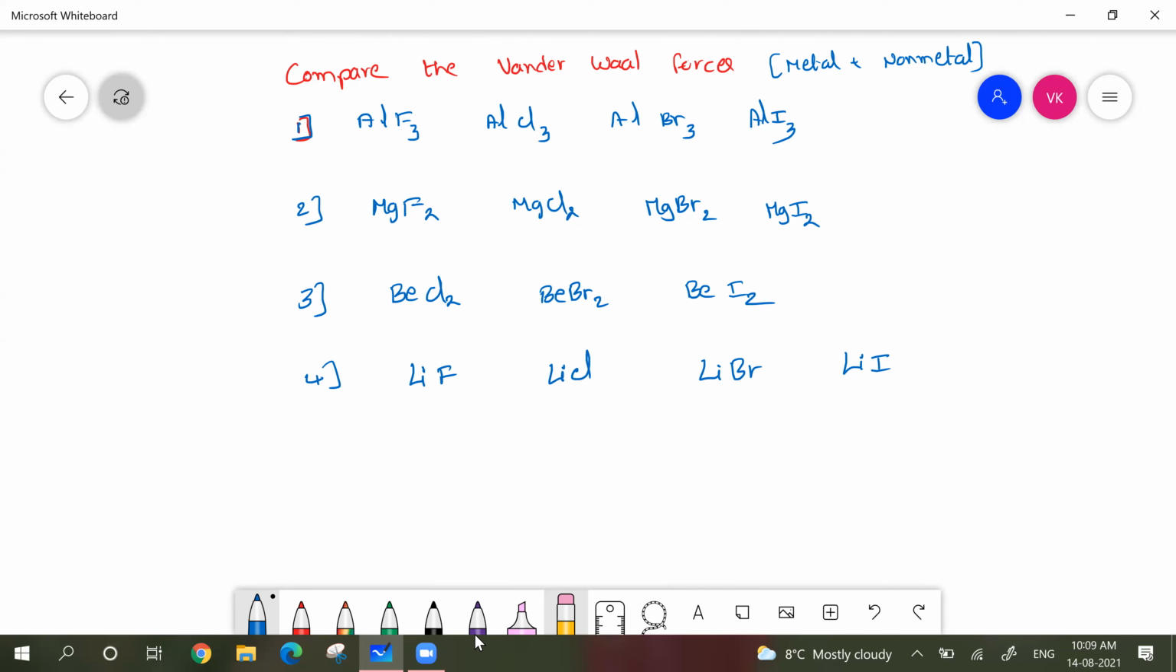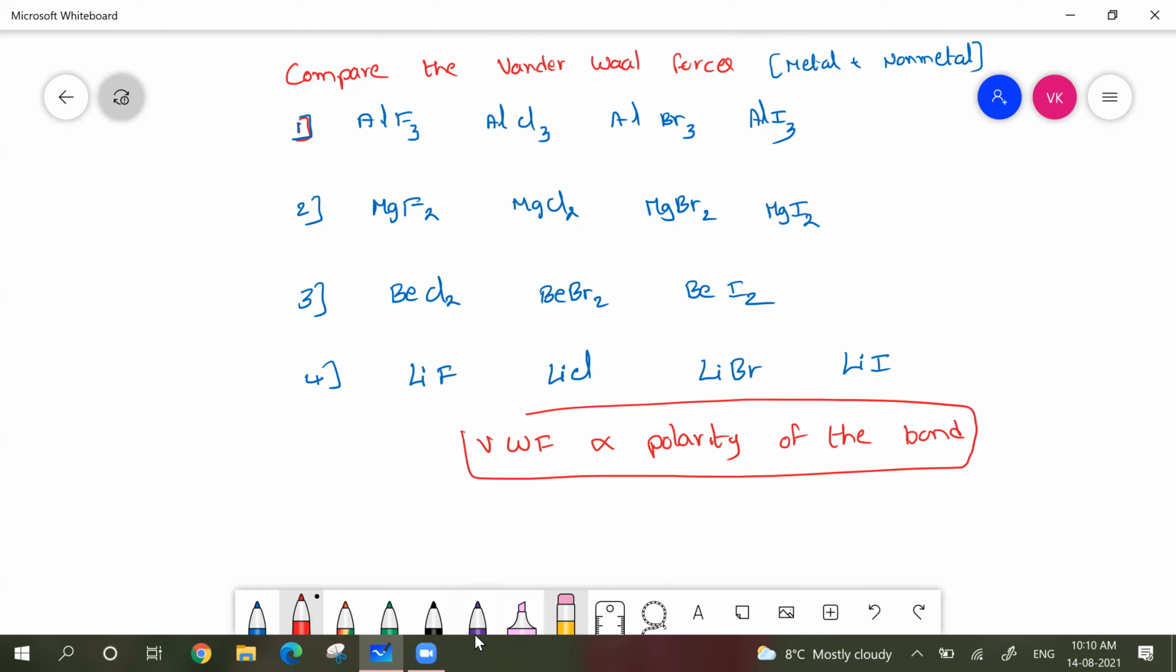Then what you have to take in this case, whenever you have a metal and non-metal combination, always remember van der Waals forces directly depends on polarity of the bond. You have to see the polarity of the bond between metal and non-metal. So if there is an increase in the polarity, there will be an increase in van der Waals forces. So here, if you see fluorine, chlorine, bromine and iodine, fluorine is having more polarity, so the order will be reverse.